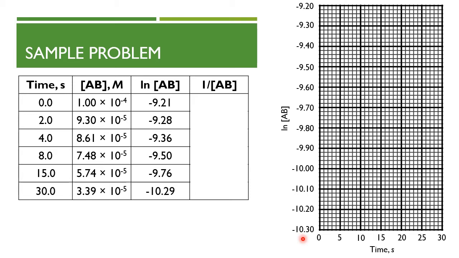Plotting the values then, at time 0, we have the value of negative 9.21. That gives us a data point right over here. At 2 seconds, we have negative 9.28. At 4 seconds, it's negative 9.36. Then plotting the other data points at 8 seconds, at 15 seconds, and at 30 seconds, we now have the following.